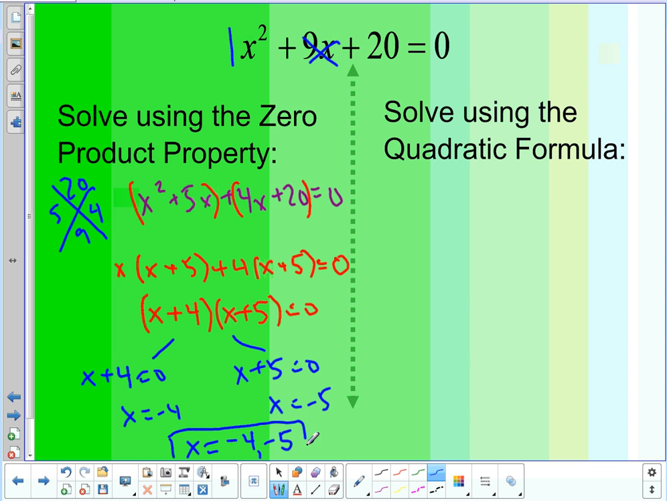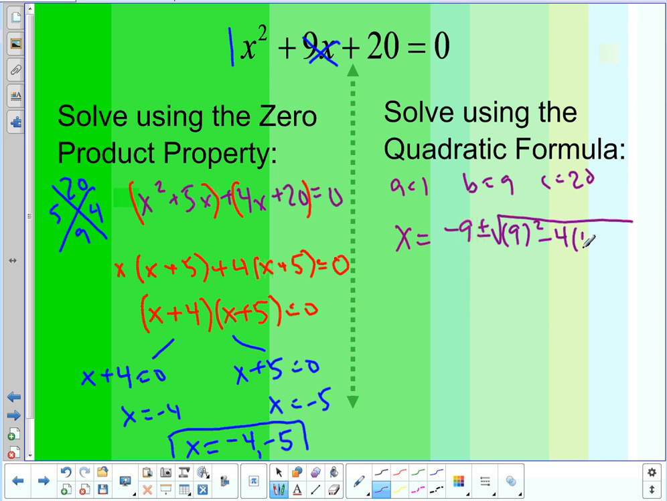Okay, so now that is using zero product property, factoring and solving. Now we can also use the quadratic formula. So when I plug this into the quadratic formula, recognize that my a term is 1, my b term is 9, and my c term is 20. So if I plug this into the quadratic formula, I have x equals the opposite of b plus or minus the square root of b squared minus 4 times a times c, all over 2 times a.